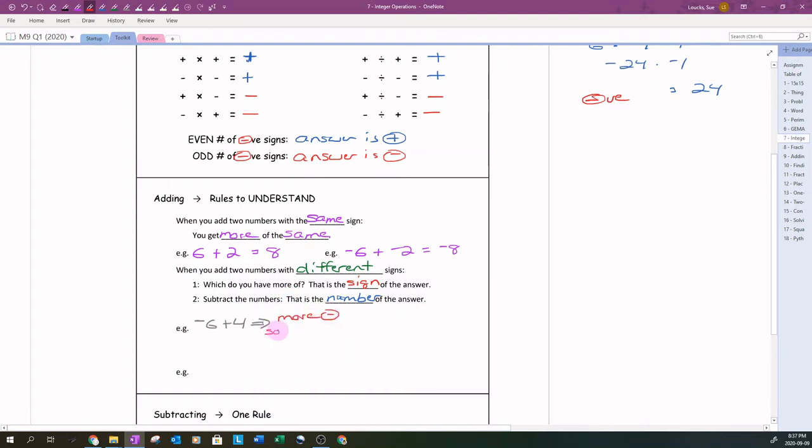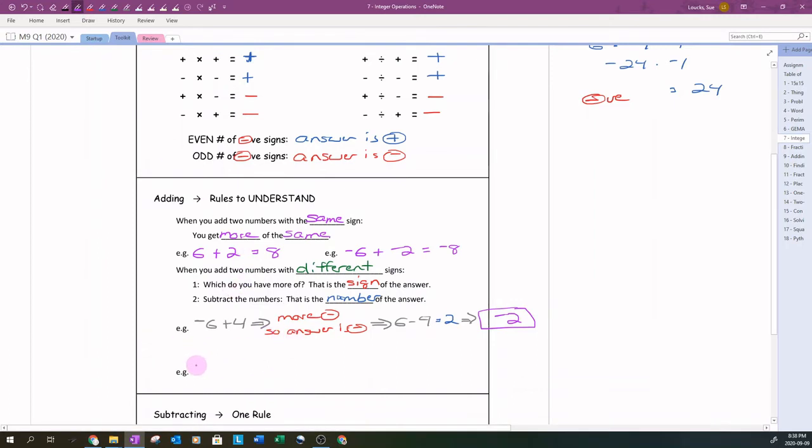So my answer is negative. And then I go 6 minus 4, and that equals 2. So my answer is -2. Okay?